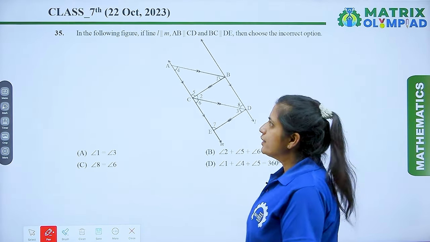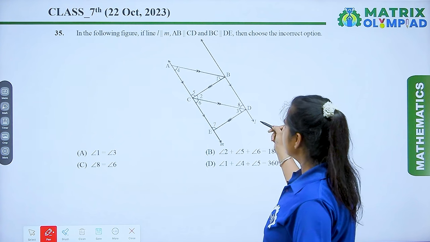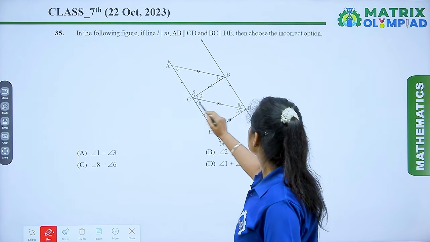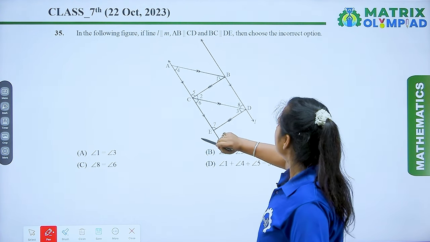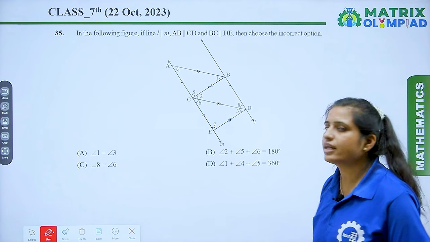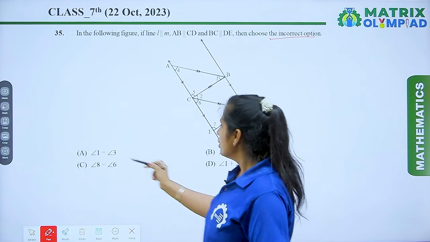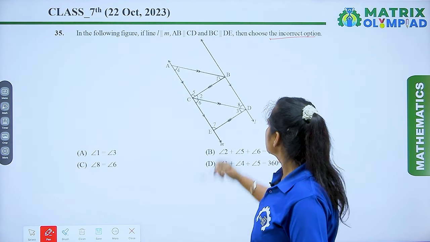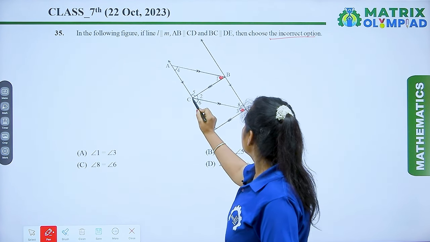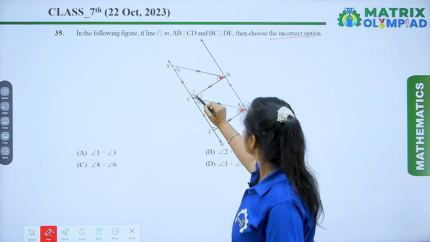Now, the next question is question number 35. In the following figure, line L is parallel to M, AB is parallel to CD, BC is parallel to DE. Then choose the incorrect option. We have to choose the incorrect option here. So, let's find out. Angle 1 is equal to angle 3. So here angle 1 is equal to angle 2.